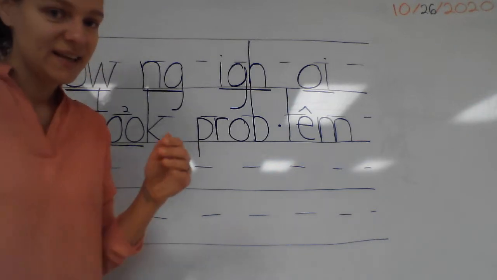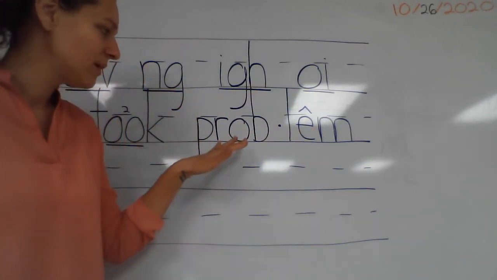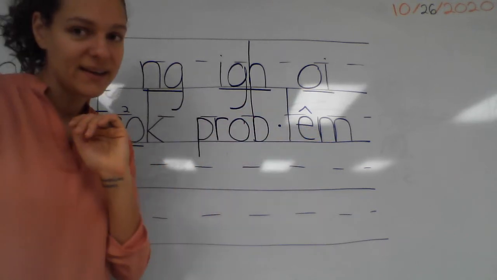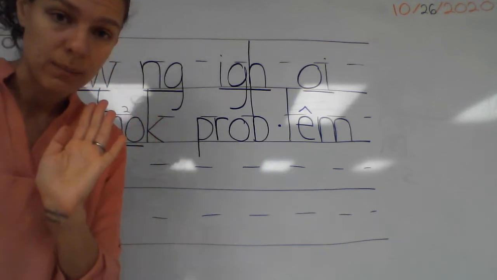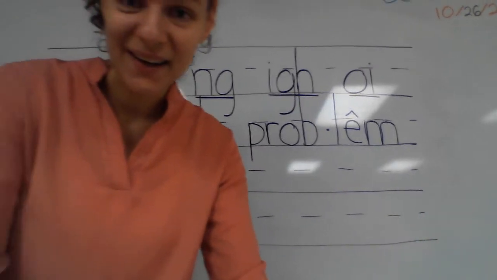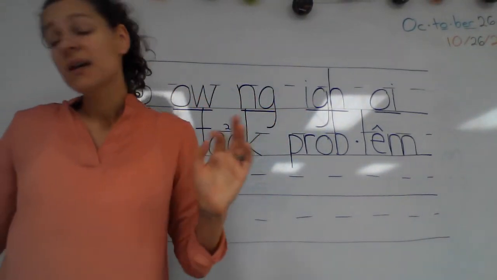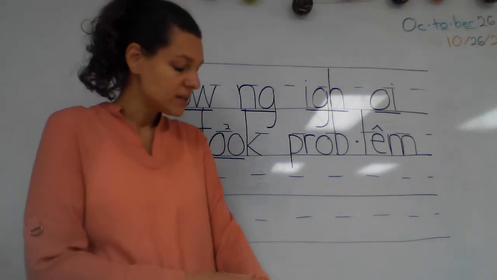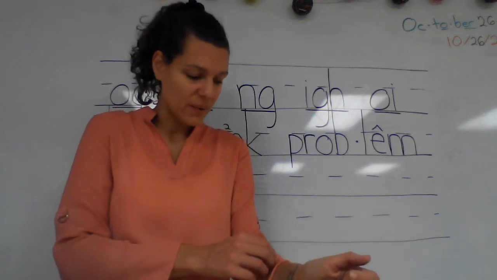All right, so let's read our word one more time, just the way it's written on the board. Good, problem. When we're speaking though, what do we say? Good, problem. All right. The next word is tomorrow. What's the word? Good, tomorrow. Tomorrow will be Tuesday. Tomorrow.